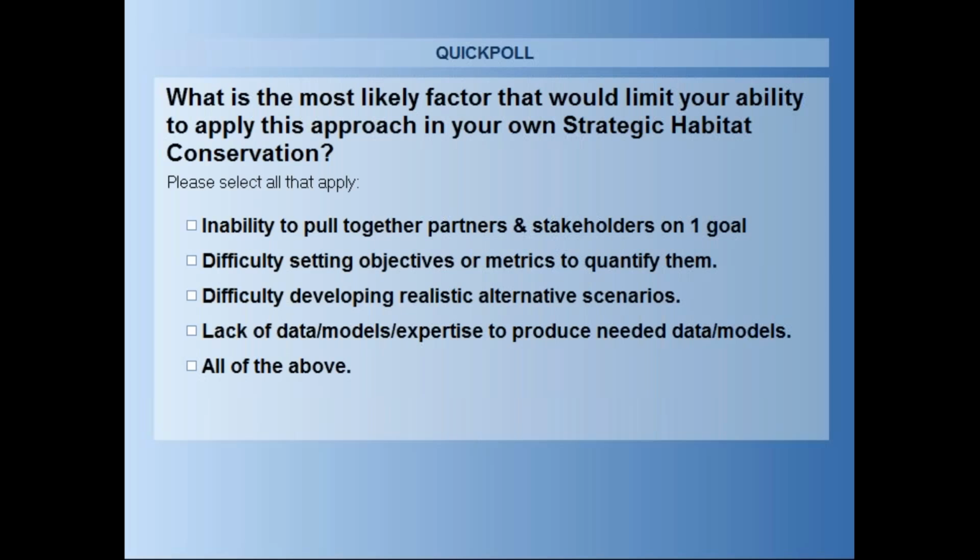The question is, what is the most likely factor that would limit your ability to apply this approach to your own strategic habitat conservation? Is it the inability to pull partners and stakeholders on a team with a single goal, difficulty in determining the objectives or the metrics to quantify them, difficulty initially developing alternative scenarios to consider and the confidence that they could be realistic, the lack of data or models or access to expertise in producing data models to evaluate the scenarios, or all of the above. So I'll give you a couple moments to select your choices for that.